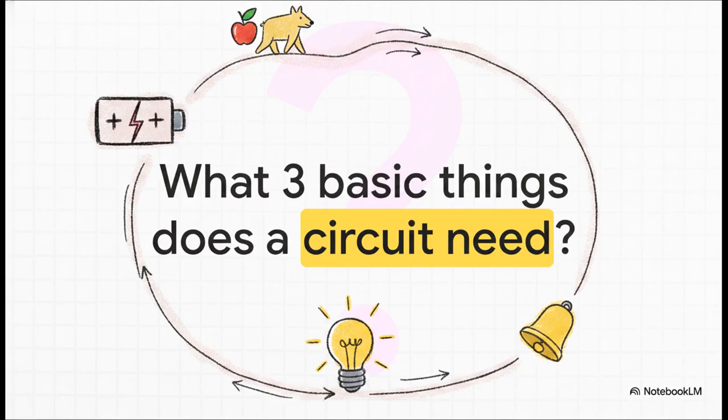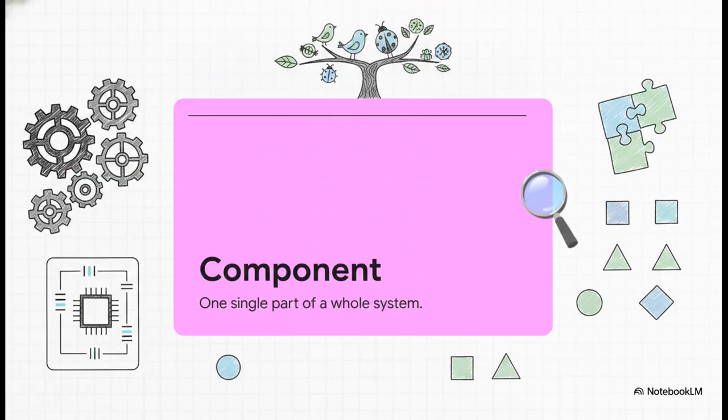First, an energy source, like a cell. Second, a complete unbroken circuit made of conductive material for the current to flow through. And third, a load. This is a form of resistance, like a light bulb or a buzzer, that actually does the work.